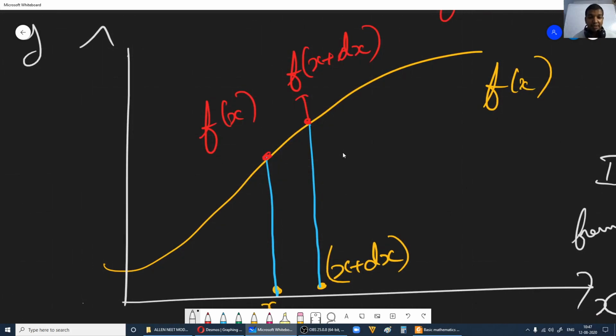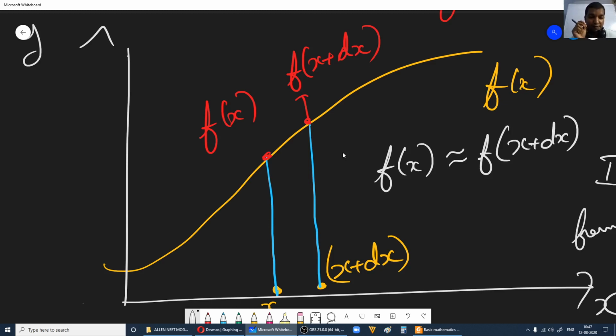So f of x is approximately equal, 99.999999% equal. It is not completely equal, it is not 100%, it is like 99.99%, just to give you a numerical feeling. So f of x is approximately equal to f of x plus dx. The change in x is so small that the change in the function value is negligible. That is the whole idea behind the area under the curve.